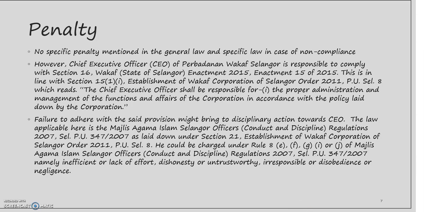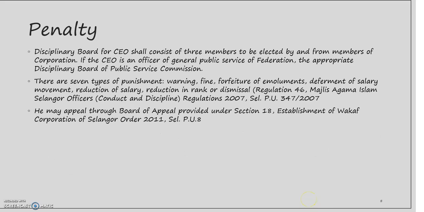He could be charged for inefficiency, lack of effort, dishonesty or untrustworthiness, irresponsibility or disobedience, or negligence. The disciplinary board that shall hear the case consists of 3 members to be elected by and from members of the corporation. If the CEO is an officer of General Public Service of Federation, the appropriate disciplinary board is the Disciplinary Board of Public Service Commission. There are 7 types of punishment: warning, reprimand, fine, forfeiture of emoluments, deferment of salary movement, reduction of salary, reduction in rank, or dismissal.